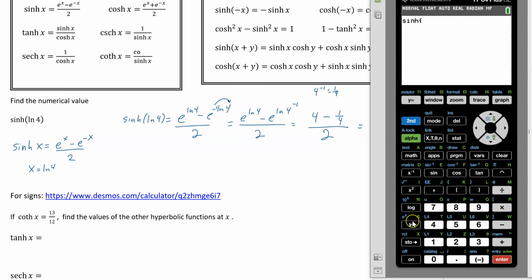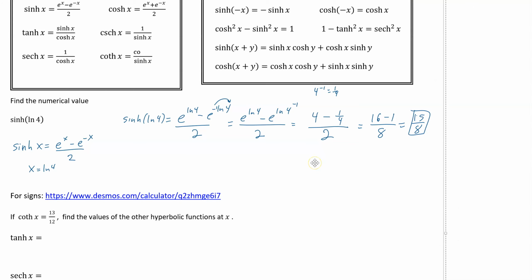I hit enter, and then ln of 4. Enter, and you notice it's a decimal, so I just go math, fraction, enter, enter, and 15/8. Matches perfectly.